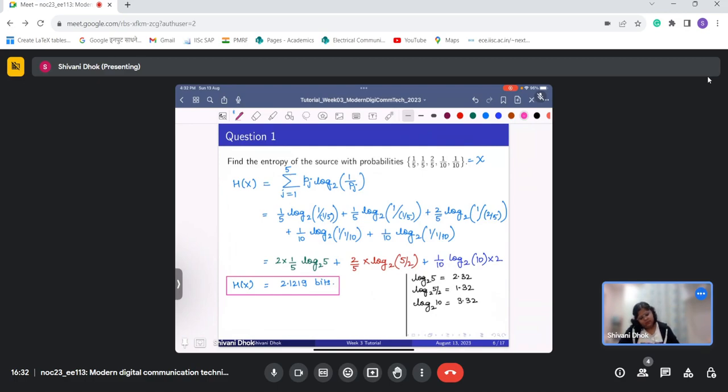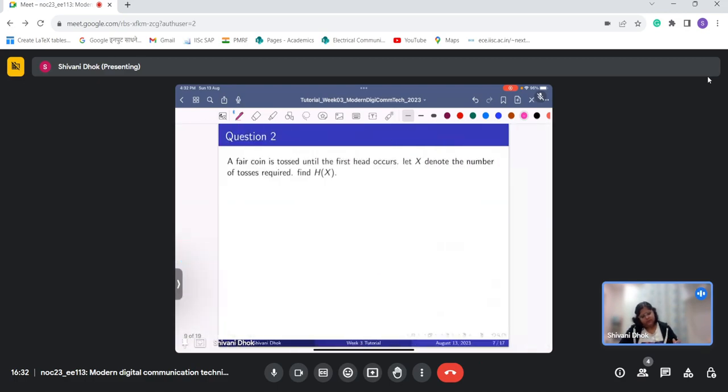Okay, if not, then let's go to the next question. What it says is, a fair coin is tossed until the first head occurs. Let X denote the number of tosses required, and we need to find the uncertainty in X.